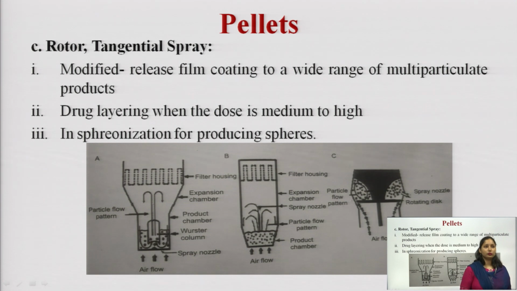Then next is the rotor tangential spray. In the rotor tangential spray, the position of the spray nozzle is in the tangential direction. In the top spray, the position of the spray nozzle is at the top. In the Wurster or bottom spray, the position of the spray nozzle is at the bottom, and in the rotor or tangential spray system, the position of the nozzle is tangential. Generally we use this rotor tangential spray system for modified release film coating of a wide range of multi-particulate products, drug layering when the dose is medium to high, and spheronization for producing spheres.